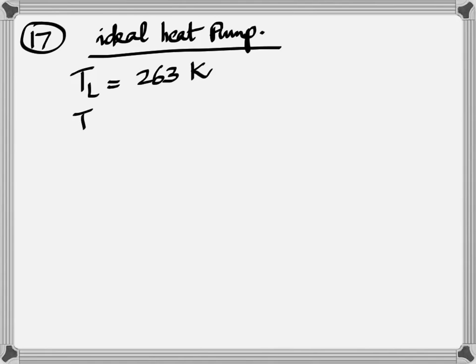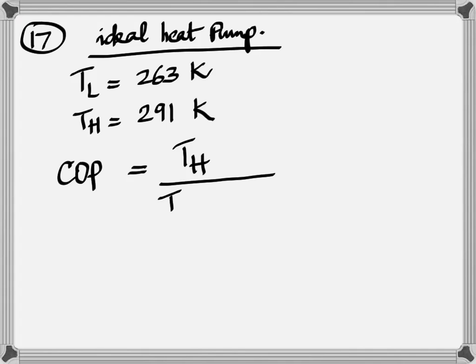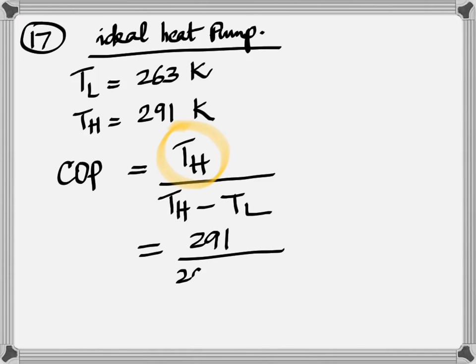This question is about an ideal heat pump, and the coefficient of performance is TH by TH minus TL because it's an ideal heat pump. If it was a refrigerator, it would be TC by TH minus TL.